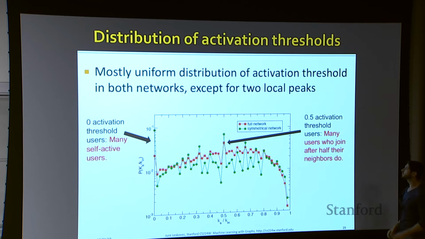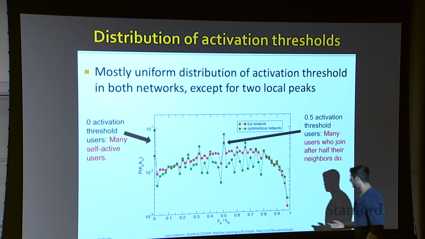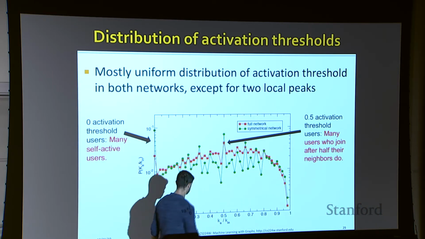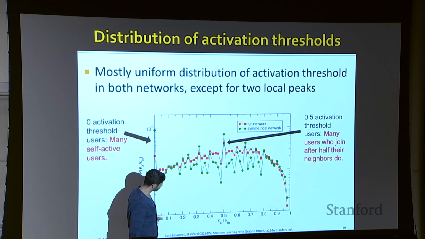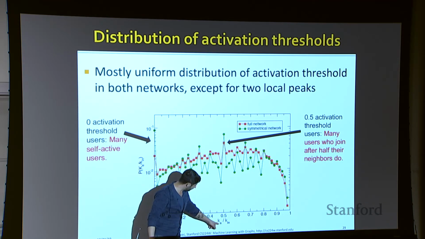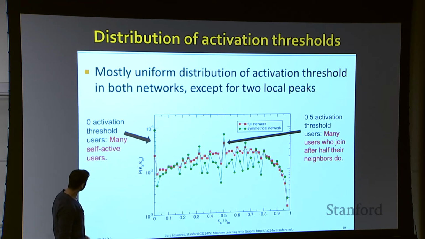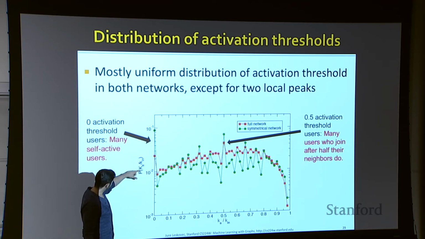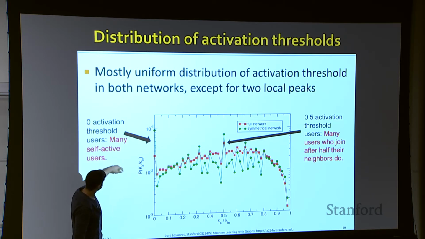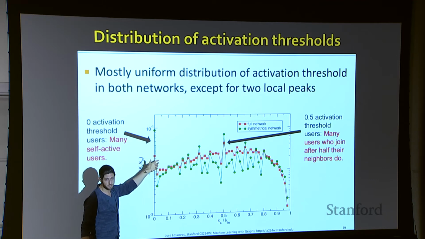All right, now let's go and check the distribution of the activation threshold that has been found by the authors of this study. So interestingly enough, it's mostly uniform if you think about it. So let me tell you first of all what's on the axis. So on the x-axis, which goes from 0 to 1, we have our activation threshold. So it's k sub a divided by k sub in, and on the y-axis, basically we have the probability distribution of our activation threshold.